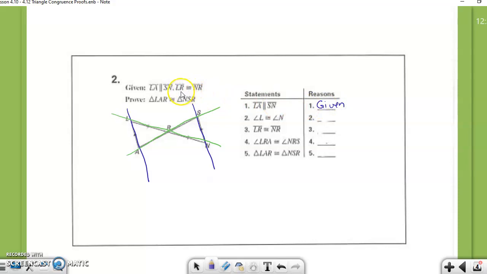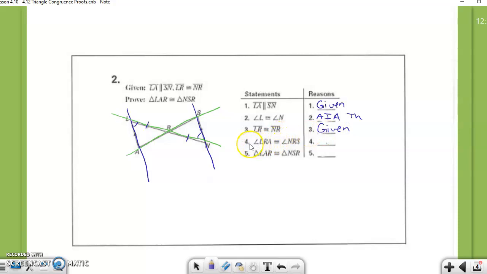Now they're telling me that angle L is congruent to angle N. So that's this angle L is congruent to this angle N. Well, I know that they are congruent because they are on opposite sides of this transversal. Right here, they're on opposite sides, and they're inside the parallel lines. So this is alternate interior angles theorem. Then I've got LR is congruent to NR. LR is congruent to NR. This was given information.